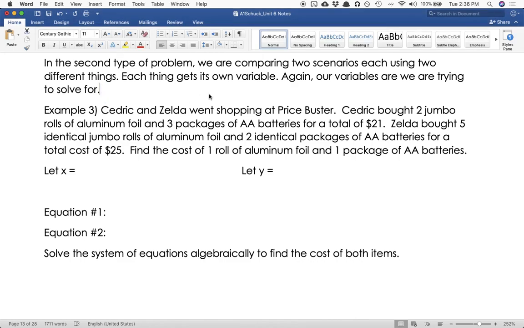All right. In this second video, we're going to be looking at the second type of common systems of equation word problem. This one I like to call the two scenario type of problem, and we'll see exactly what's going on. I feel like this one in some ways is easier and in some ways is harder.